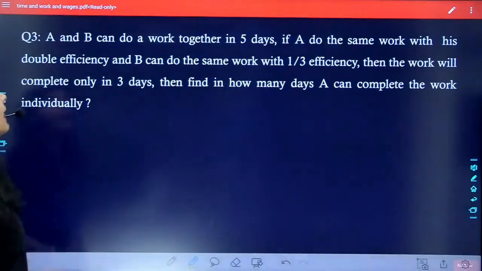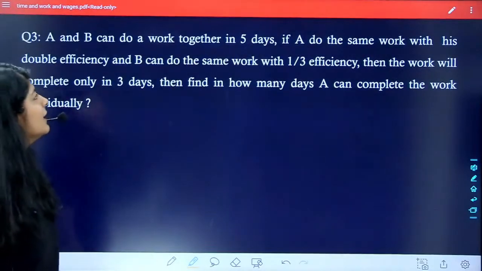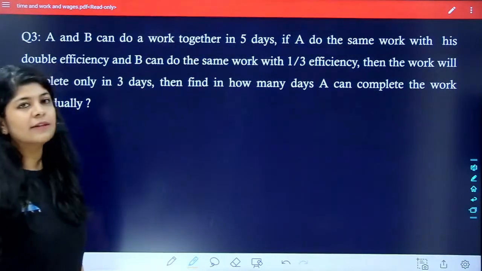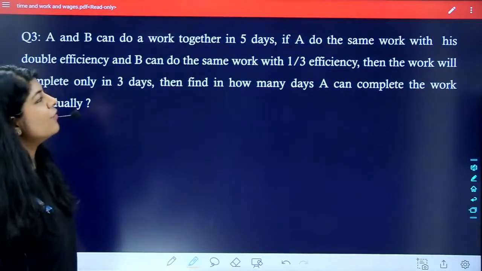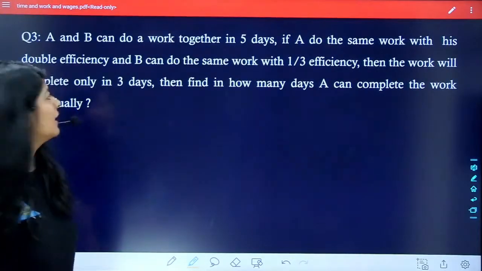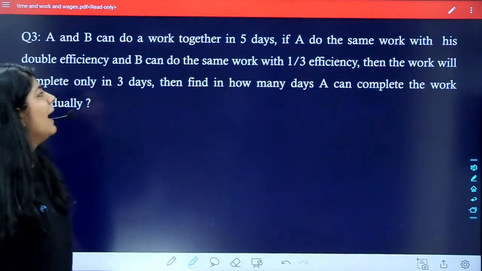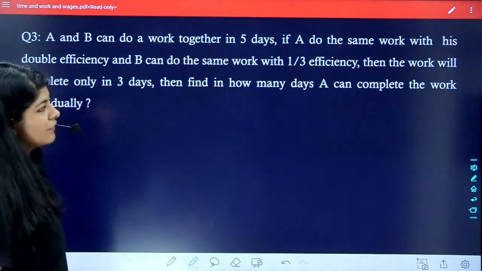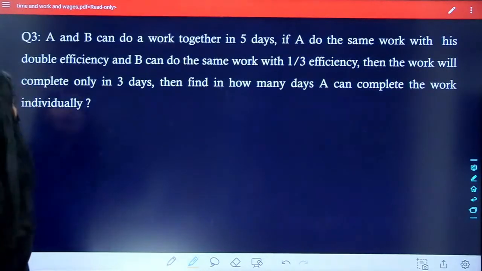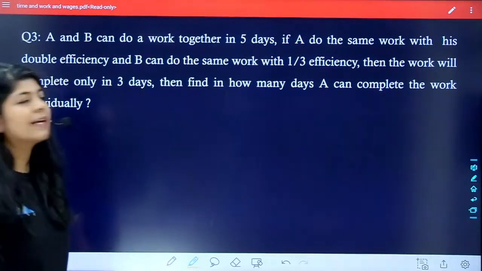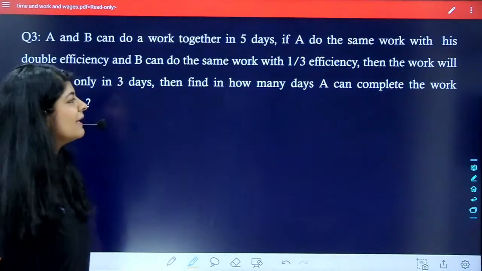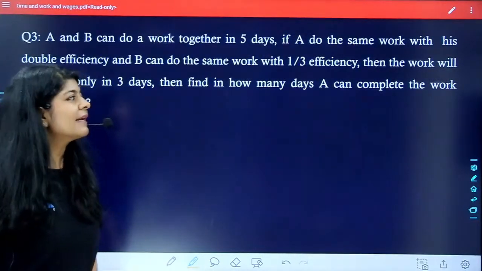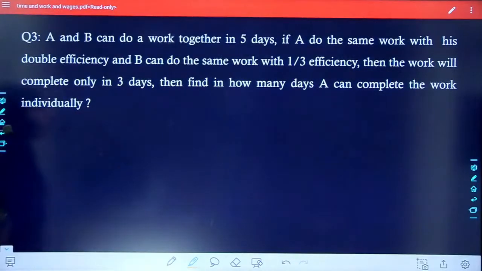It is given that A and B can do a work together in 5 days. If A does the same work with his double efficiency and B does the same work with 1/3 of his efficiency, then the work will be completed in only 3 days. Then find in how many days A can complete the work individually.